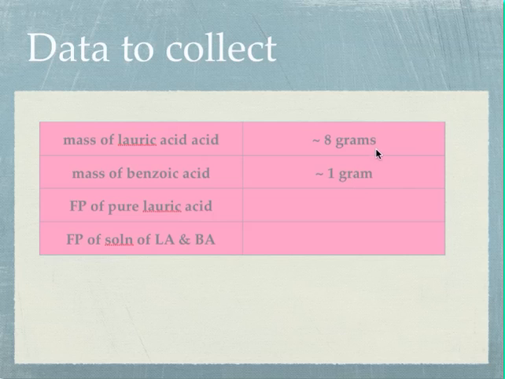The same thing for the lauric acid. So the lauric acid is going to be around 8 grams, but you're going to record that exactly. In terms of solute versus solvent, again, our unknown is the benzoic acid, and that will be what you're trying to find the molecular weight of. Your solvent in this case is lauric acid.